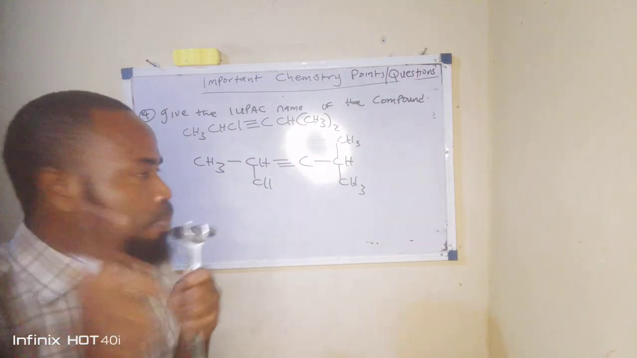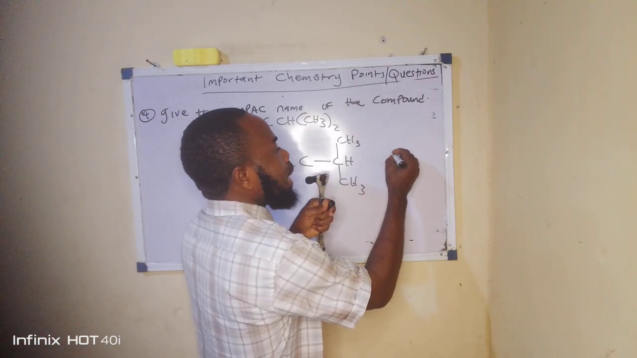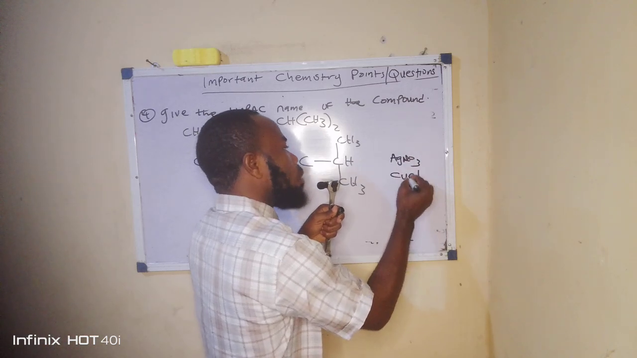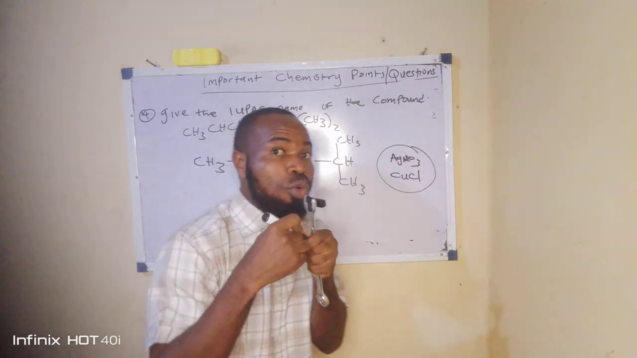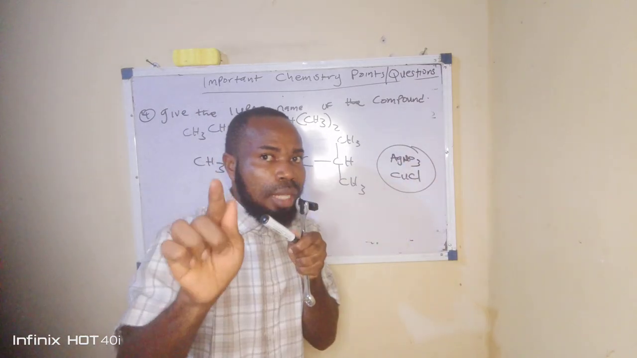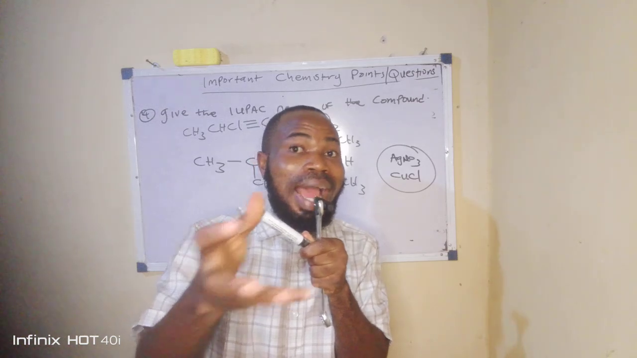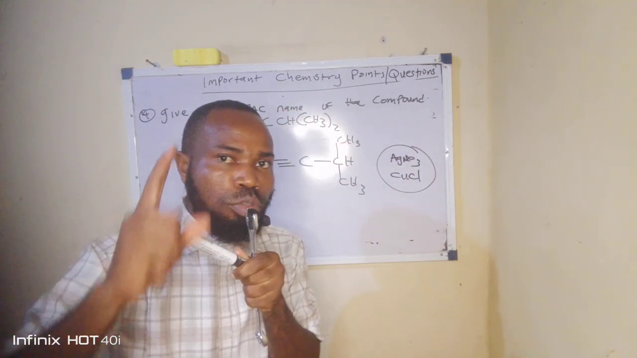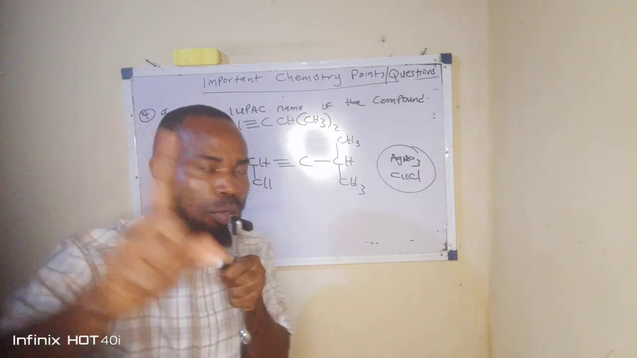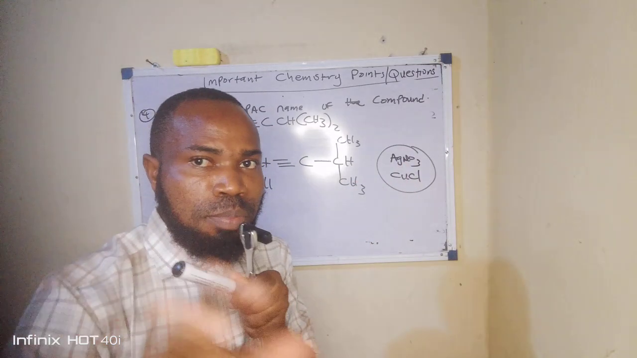And remember, let me just drop this for you very quickly, that ammoniacal solution of silver nitrate and copper(I) chloride is used to test for terminal alkynes. These two compounds in ammonia are used to differentiate alkenes from alkynes. But pay attention: these compounds only react with terminal alkynes, which I've explained just now.